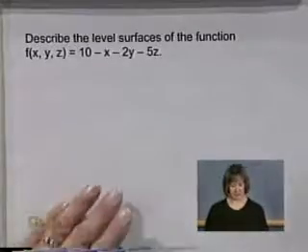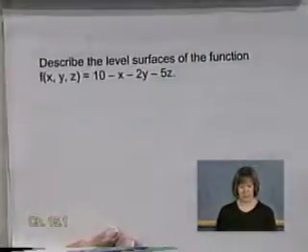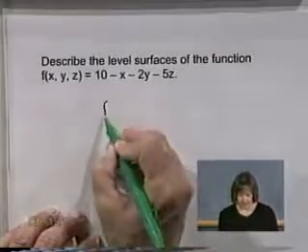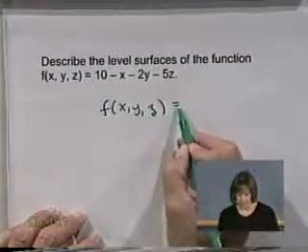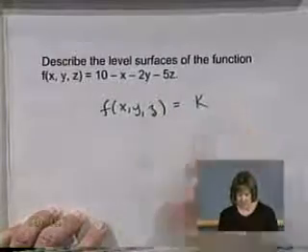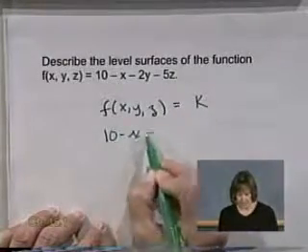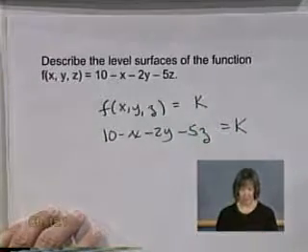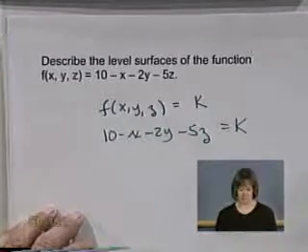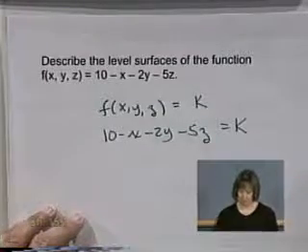This one I should have done first. What would be the level surfaces of this guy look like? F of x, y, z equal to, let's say, some constant. That gives me 10 minus x minus 2y minus 5z equals k. What's that a graph of? Should we pick different k's? Why don't we let k be 0?